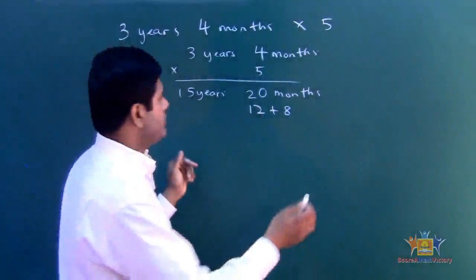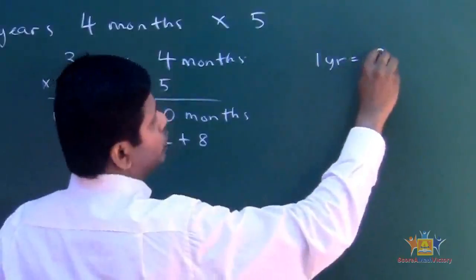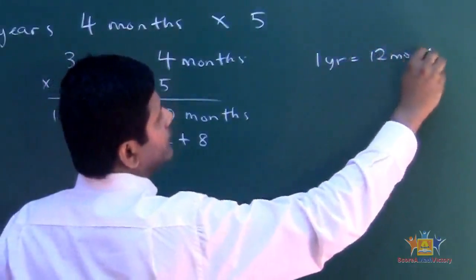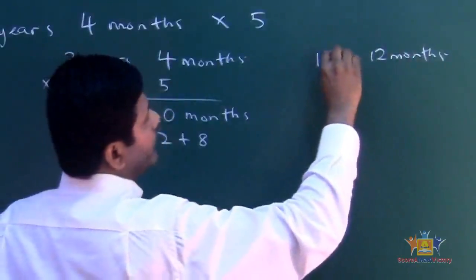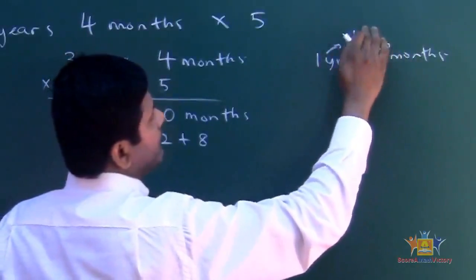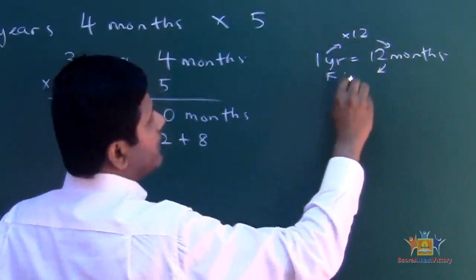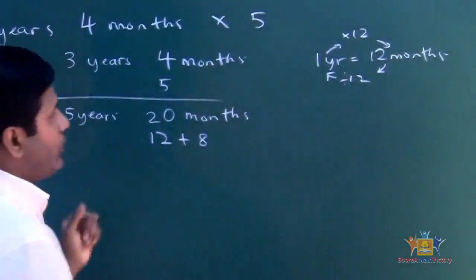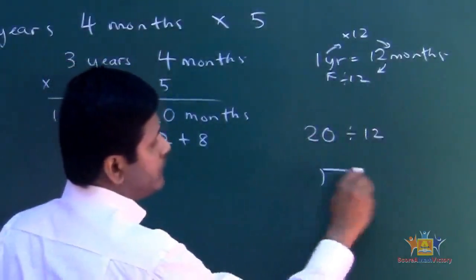Or we can use a division method, okay? So because we know that 1 year equals to 12 months, alright? 12 months. So that means we're going to divide. When we go from years to months, we multiply that by 12. When you go from months to years, we divide that by 12. So we're going to take the 20 months. We're going to divide that by 12. We're going to use the long division method.